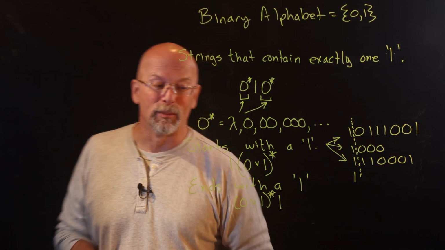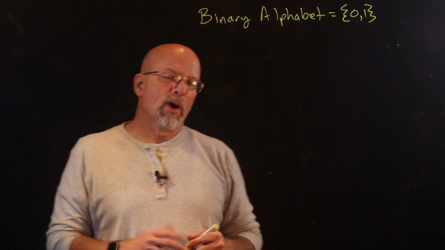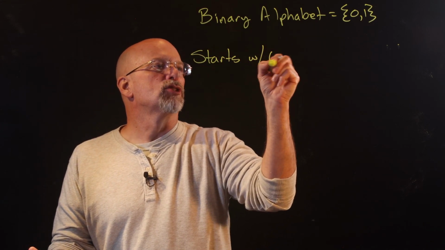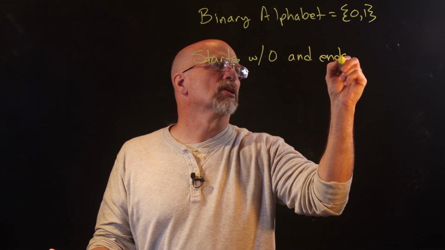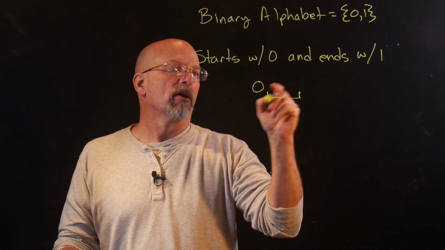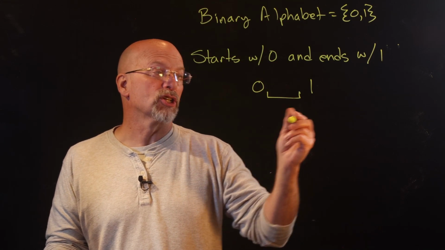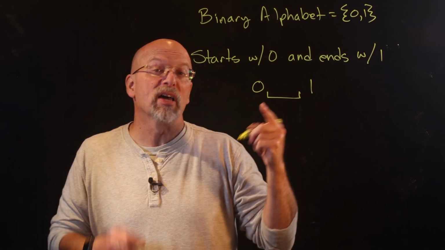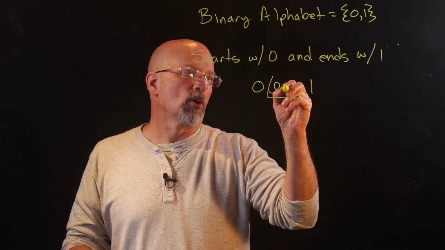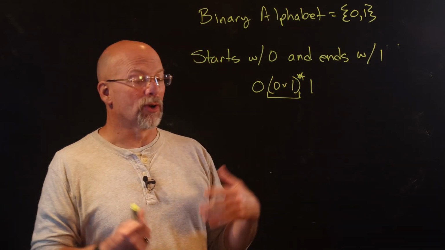Good. Let's make some room. Now, what if we wanted to have one that starts with 0 and ends with a 1. Well, that means we have 0 followed by any binary string ended by a 1. And in fact, this any binary string could just be an empty string because 0 1 satisfies this condition. Well, what do you put in here? Well, once again, 0 or 1 star. That will give us any possible pattern of 1s and 0s.